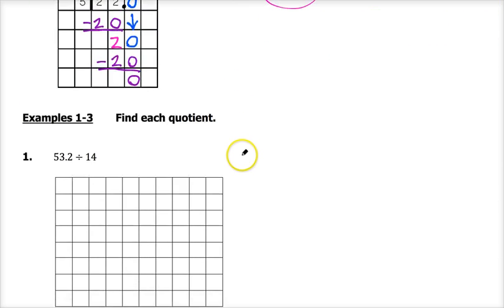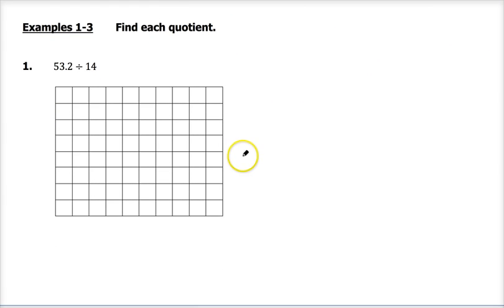Okay, so we're going to practice this now with a few examples down below. So number 1, I have 53.2 divided by 14. So the 14 is our divisor. It goes on the outside of our division house.